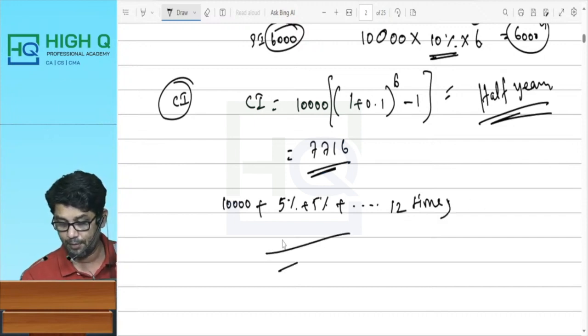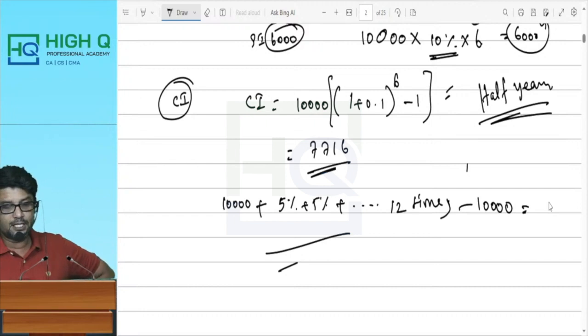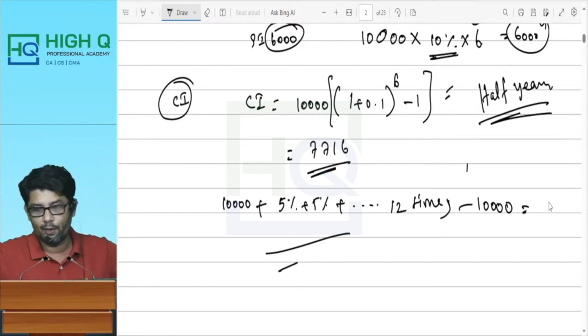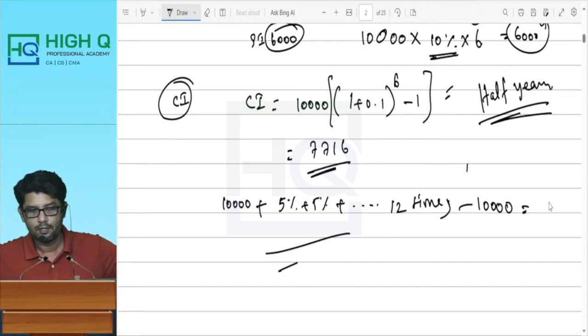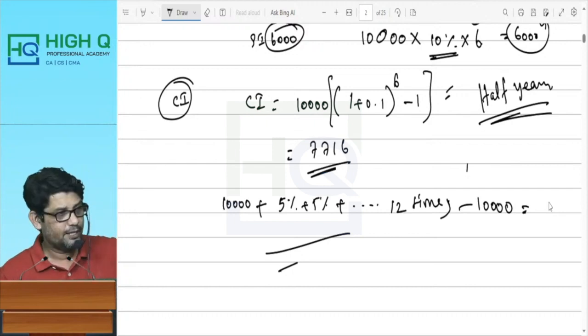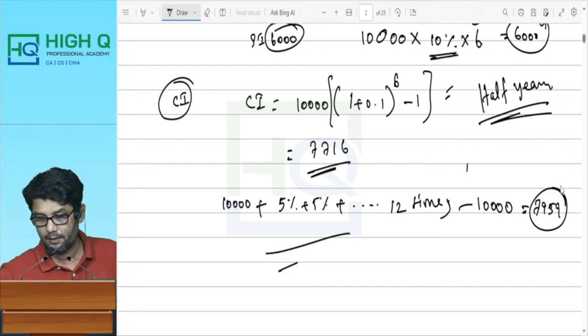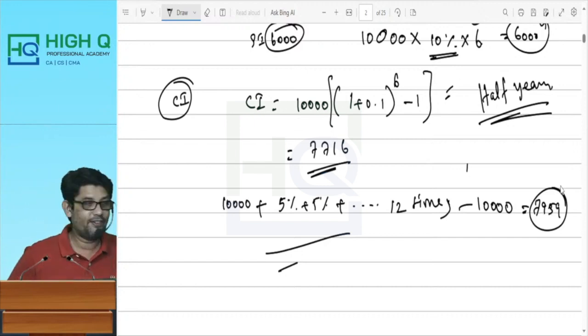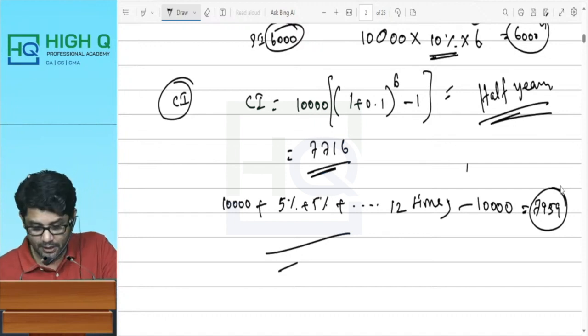This is my amount, minus 10,000. Can you give me the answer for this question? 10,000 plus 5% plus 5% plus 5% plus 5%, for 12 times you have to add. Can you give me the final answer? 795... so is it 7959 approximately? Yes, approximately 7959.